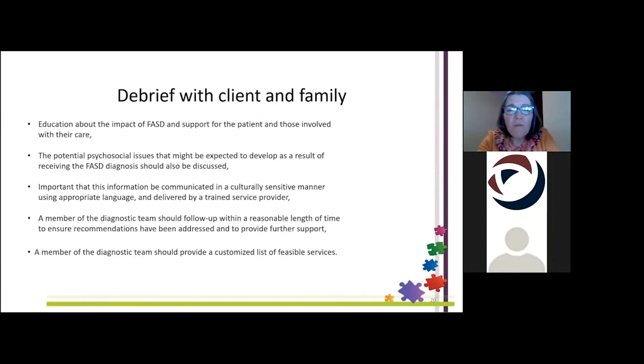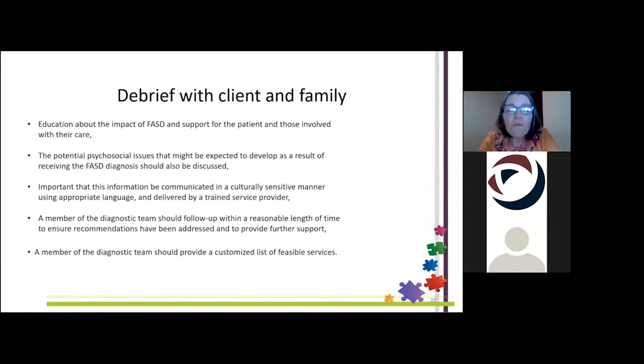Debrief with the client and family is the last stage, and it does more than just giving the diagnosis and the recommendations. It's also an opportunity to educate about the impact of FASD and providing support for the patient and those involved with their care. It can allow the issues about any psychosocial issues that may be expected to develop as a result of receiving the diagnosis, particularly if the child is younger.